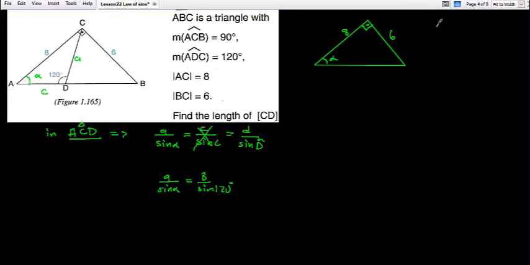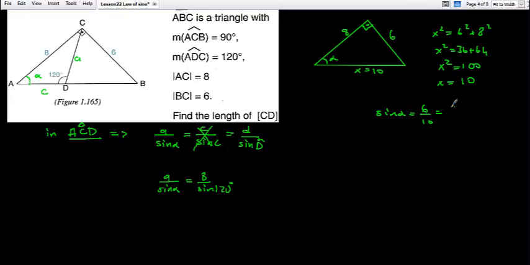By the Pythagorean theorem, if I say this length is x, then x squared is equal to 6 squared plus 8 squared. It's going to be x squared equals 36 plus 64, which is 100, and then x is equal to 10. So I can easily find sine alpha, because if x is equal to 10, sine alpha is equal to 6 over 10, which is equal to 3 over 5, because both are divisible by 2.